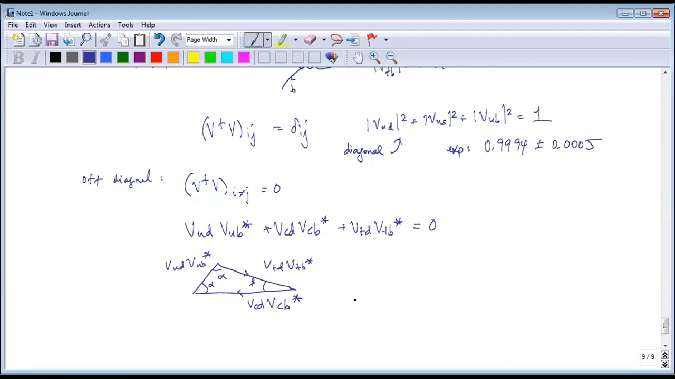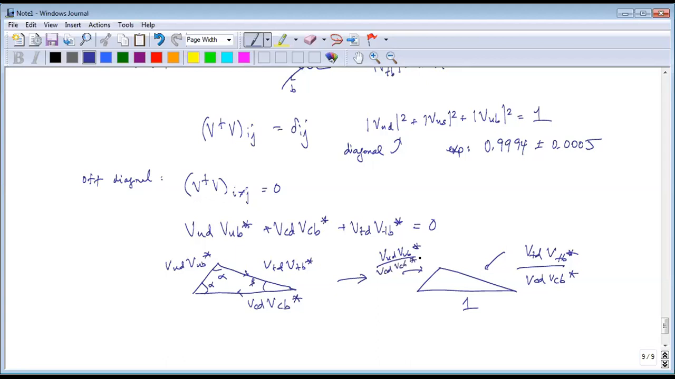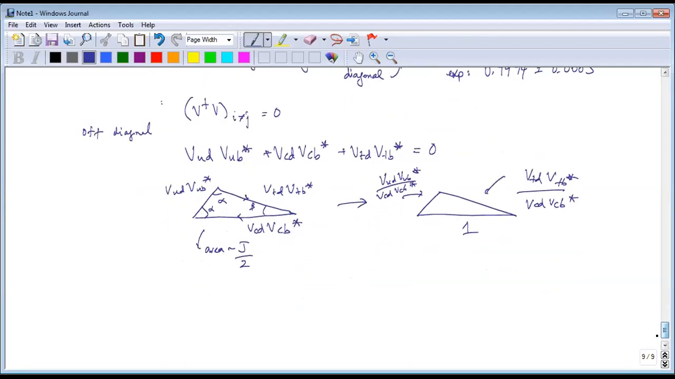Then we can take this object and rescale it, so that this side is 1. Over here we're going to get VTD VTB star divided by VCD VCB star, and over here the same sort of thing, but with the ups on top, VUD VUB star over VCD VCB star. The area of this triangle, one can calculate it. It goes like the Jarlskog invariant J over 2, so it's a measure of CP violation. When we do this rescaling and put in our Wolfenstein parameterization values for these objects, what we see is the following. Let me write this one down here with the 1 in here again, and I'm going to try to draw it so that it looks sort of the same as what we had before.